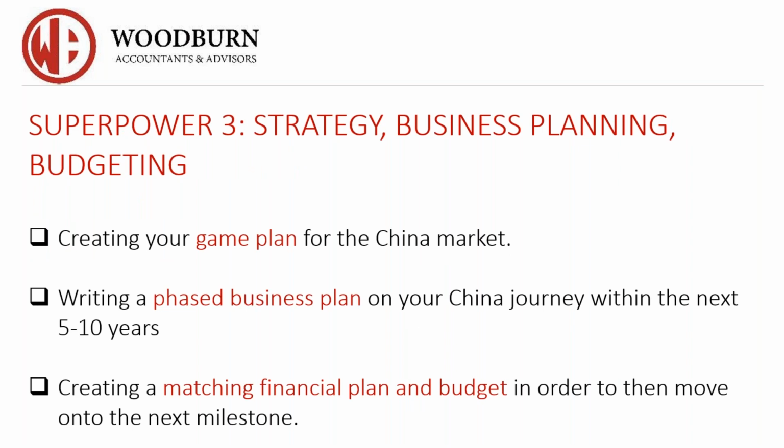Then obviously superpower number 3 is putting pen to paper, okay? It's actually creating a sales strategy, a business plan, and a budget. And this is where people then get stuck and they don't create them at all because it's all in their head, right? But when you're working for a large organization or you're looking to attract investors, this is a key component. You have to put pen to paper, okay? You have to create a game plan, maybe even a phased business plan, right? Within 5 to 10 years.